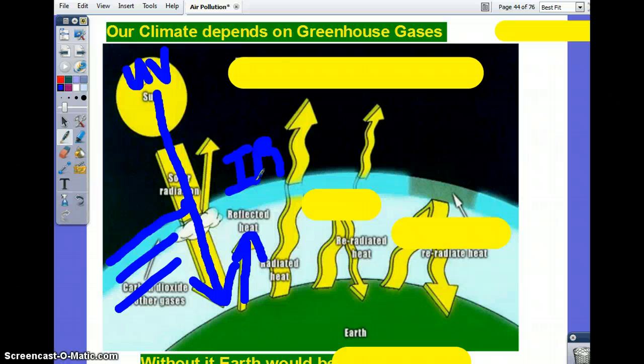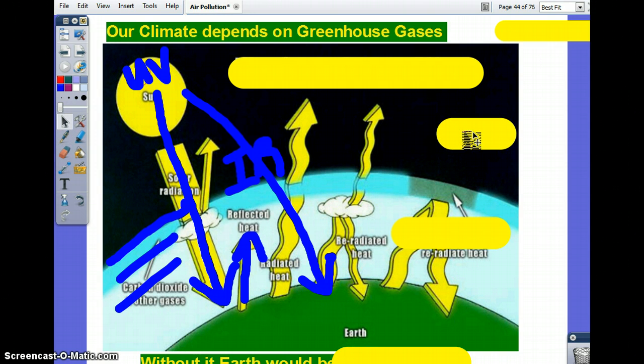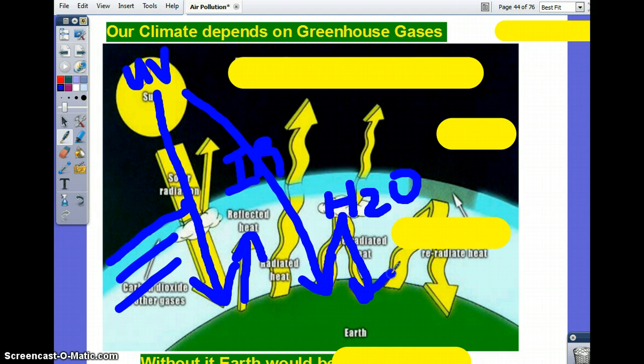However, in our troposphere, I'm going to draw a ray right here. What ray is that? UV. In our troposphere, we have greenhouse gases, right here. That one happens to be water vapor. So the infrared, when it bounces up, gets what? Re-radiated back down to Earth, causing warming, right here. Wait, what bounces back? I'm going to repeat that. The infrared.